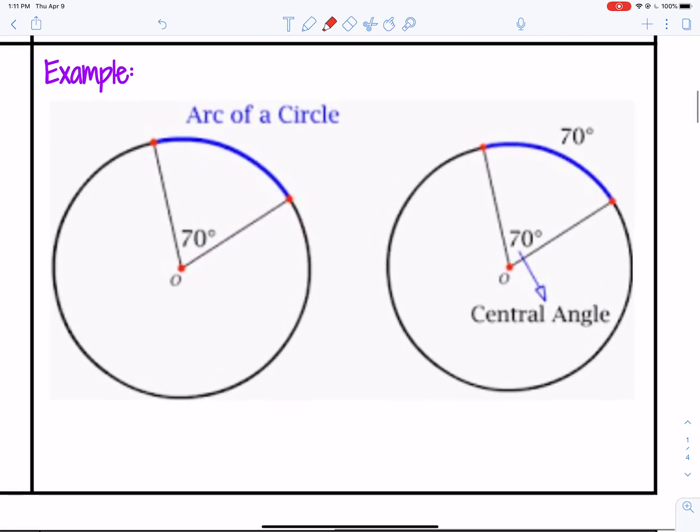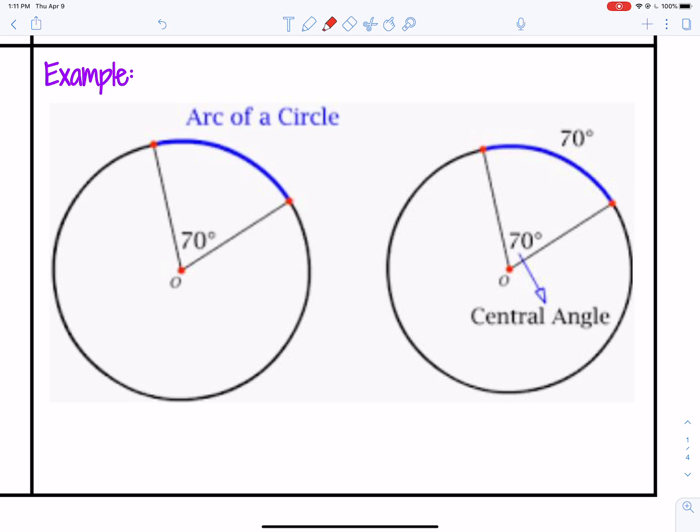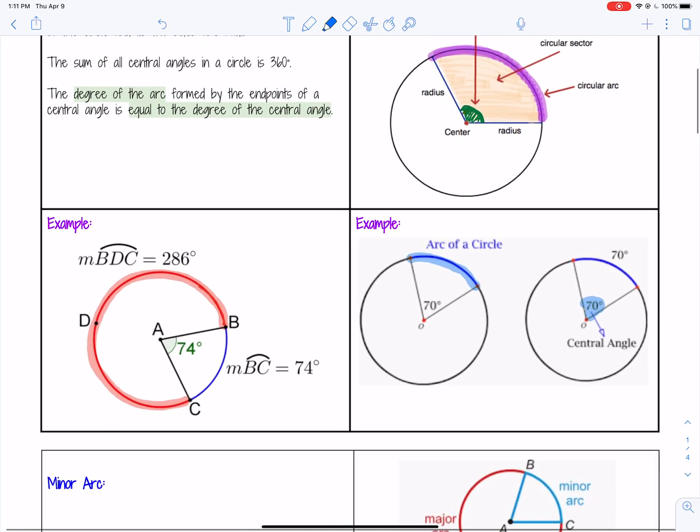Another example is this picture here, just talking about vocabulary. It's picturing the blue as the arc of the circle, and then the central angle is right here in the middle. So notice those are equal in that example as well.